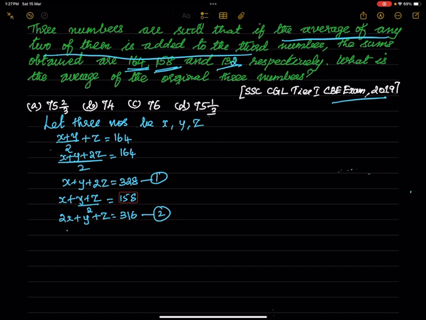Finally, the third equation: I am finding the average of the first and last number and adding it to the middle number. What am I getting? 132. That is given in the problem. After taking LCM and doing cross multiplication, I am getting x plus z plus 2y is equal to 264. That is the third equation. Now, by solving these 3 equations, we can easily get x plus y plus z.